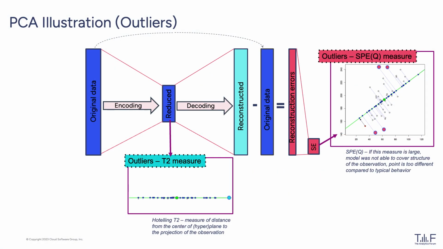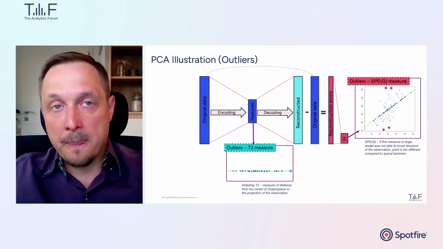If we look at Hotelling's T-square in the PCA context, it's a measure of distance from the center in the projection space. So a large T-square means the projection is somehow extreme and far away from the typical points. And this seems like a good measure of an anomaly. Unfortunately, Hotelling's T-square loses its interpretation when the encoding is much more complex than linear PCA.